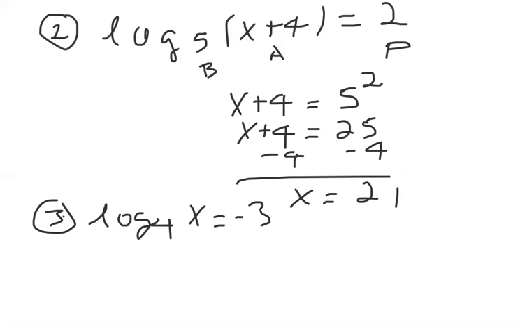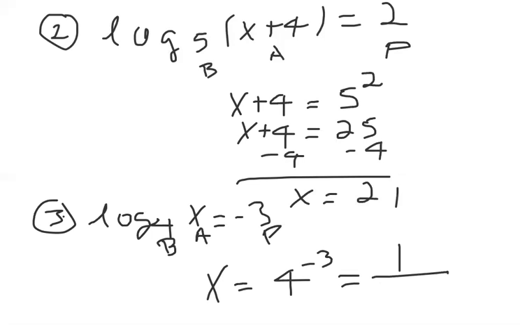Log base 4 of x equals -3. Again, guys, this is your base. This is your answer. That's your power. So convert it. So the answer is x. It's equal to the base, which is 4, raised to the -3 power. Anything raised to a negative exponent becomes a fraction. So this is going to be 1 over 4 to the third. 4 to the third is 64. There's your answer.